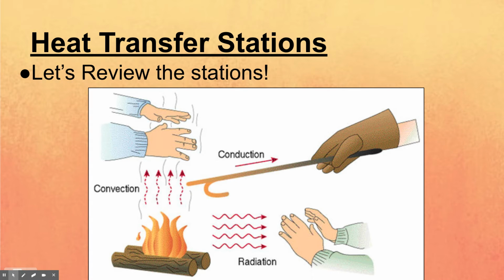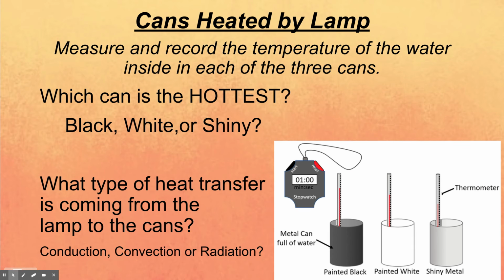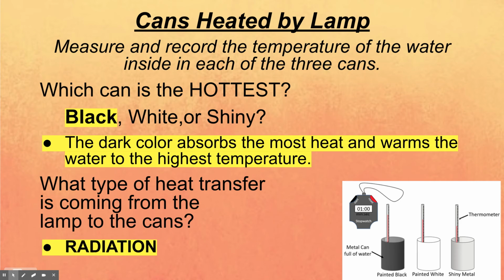So we have conduction, remember, direct contact, convection, heat transfer in liquids and gases, and radiation, heat transfer through empty space. Okay, so here we had three different cans, one that was black, white, and shiny metal. So which one do you think would heat up the fastest? Okay, so think about that. And then what kind of heat transfer is that? Conduction, convection, or radiation?